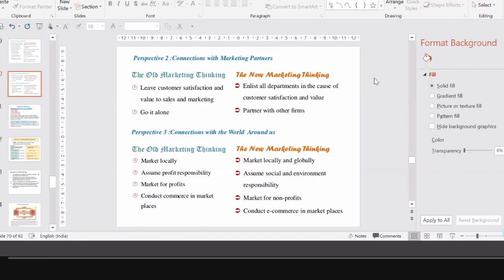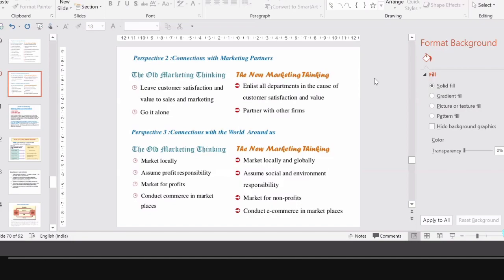Yeah. And the connection with the marketing partners, this is also changing. The first one was the connection with the customers, and this is with the marketing partners. The relationship that we build with the partners, with the customers, naturally defines how well the organization is likely to do.